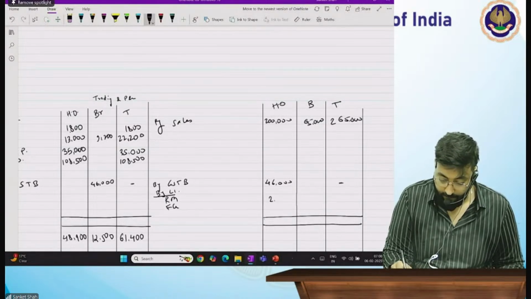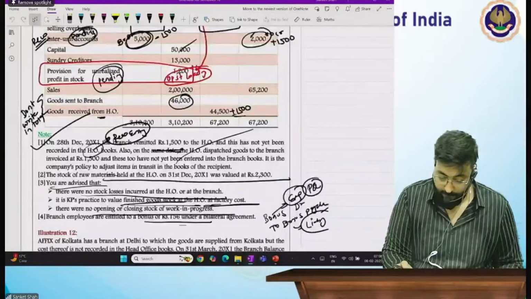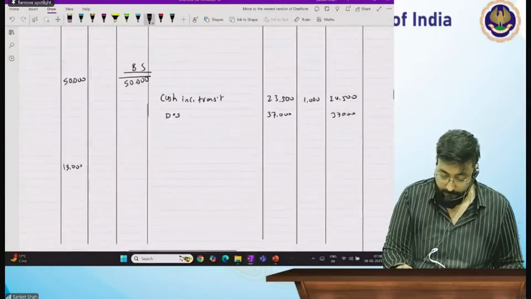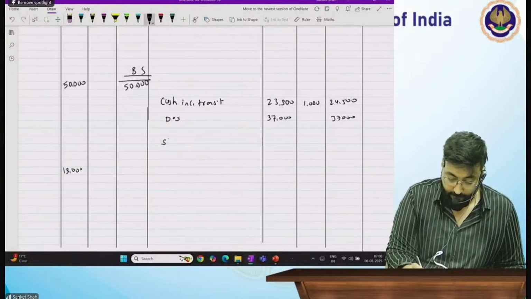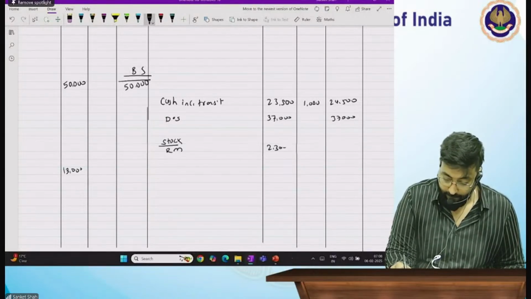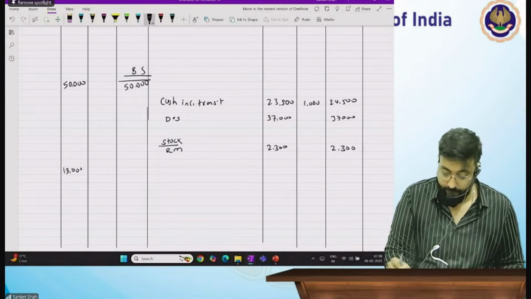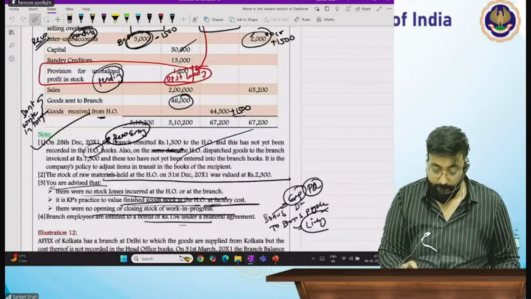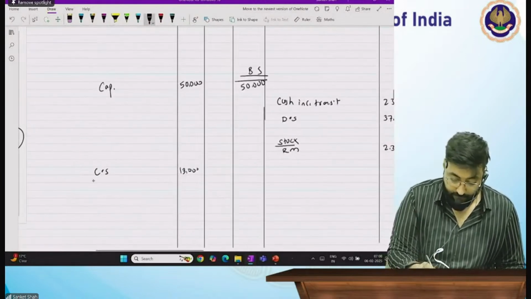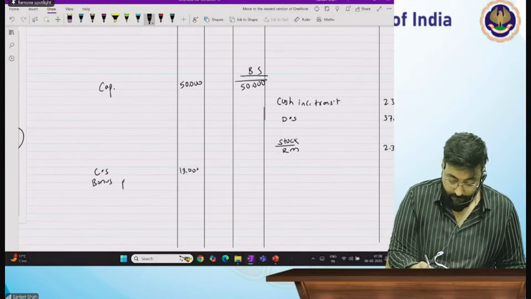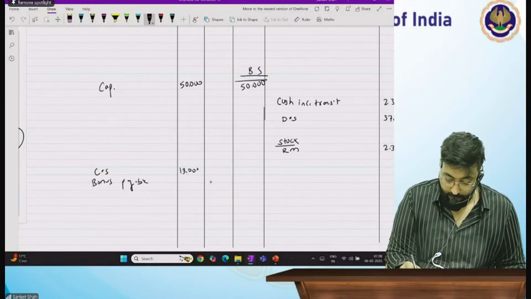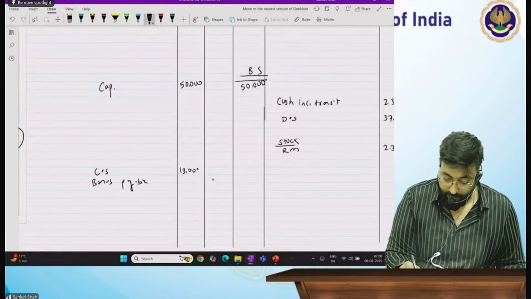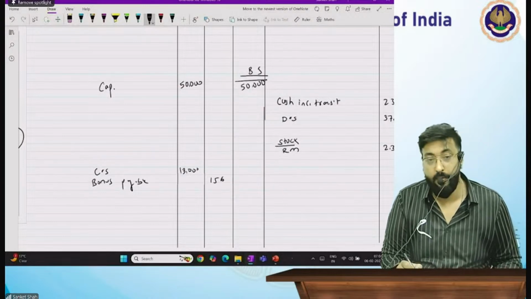Then the stock of raw materials held at HO, so closing stock of raw materials is given. It is to be recorded in trading as well as in balance sheet: 2,300. Very good. Then there were no stock losses, and there was no work in progress. And it is the practice to value finished goods at factory cost.